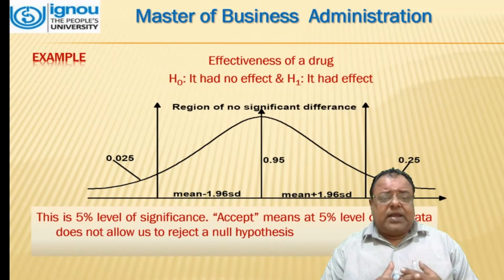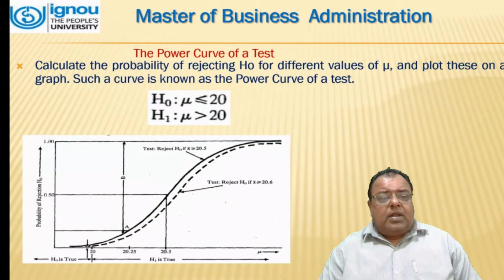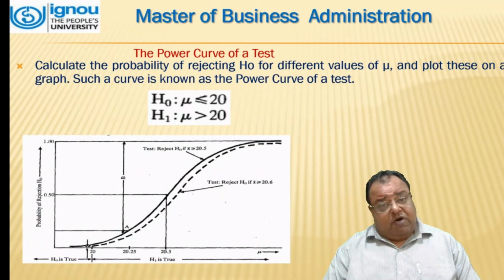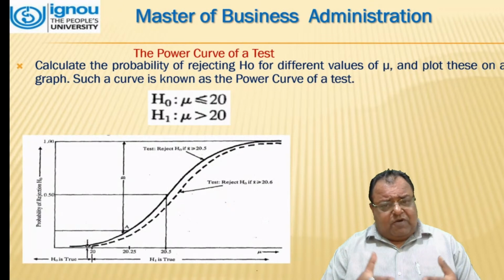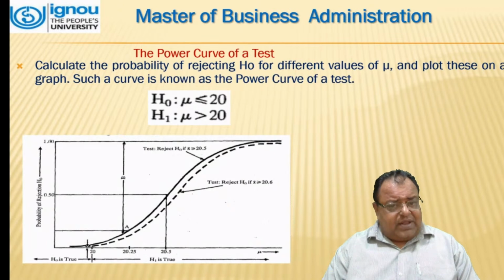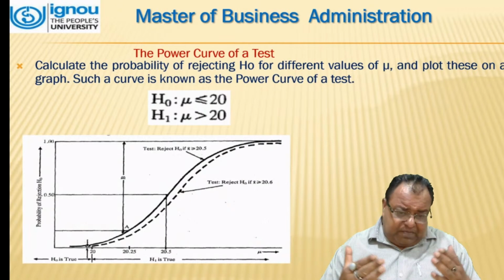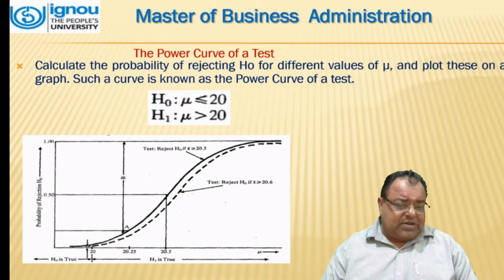The significance region of the no significant difference is in between. Now, the power curve of a test. Calculate the probability of rejecting H0 for different values of mean, and we plot these on a graph. Such a graph is known as the power curve of a test. Here, H0 is mu less than or equal to 20, and the alternate will be mu is greater than 20.